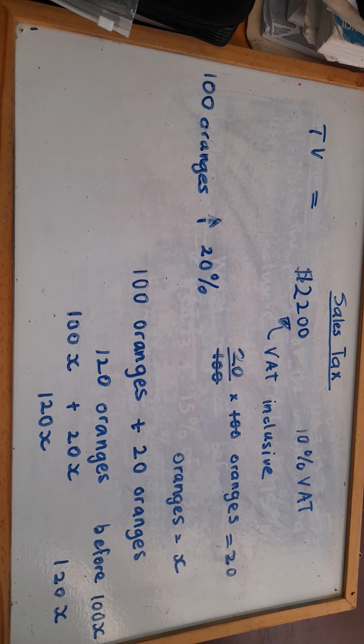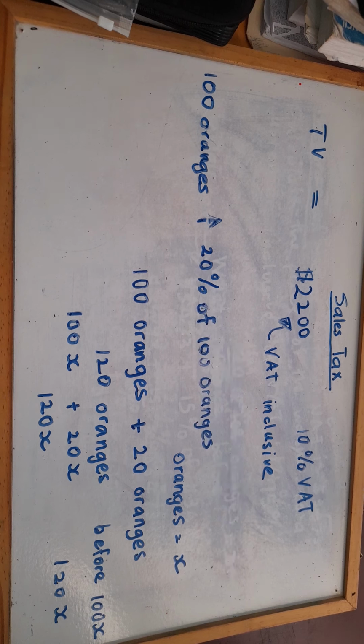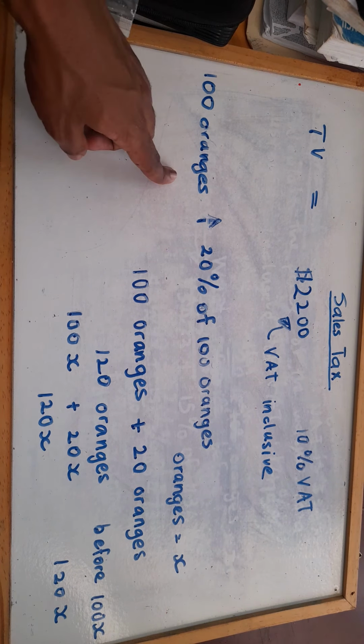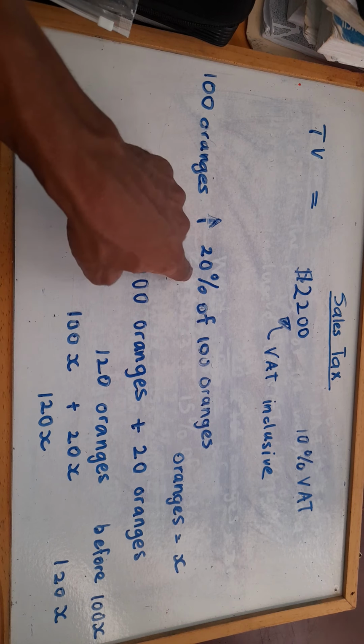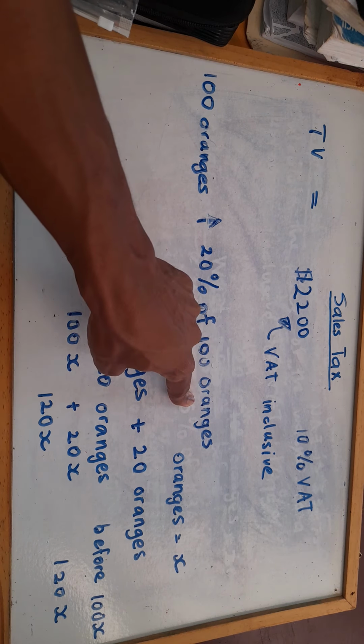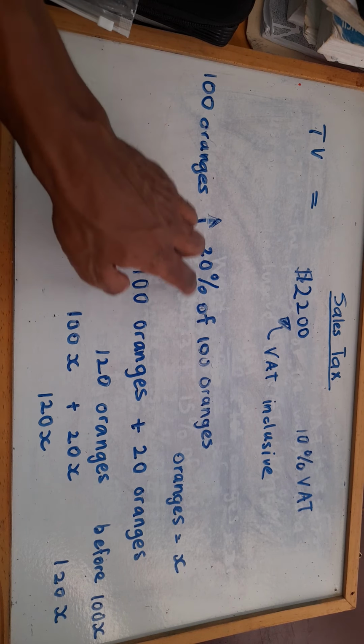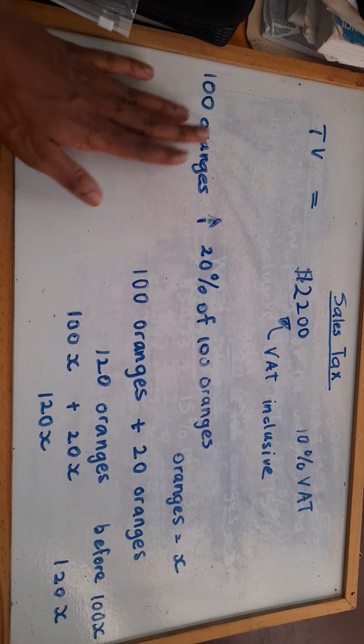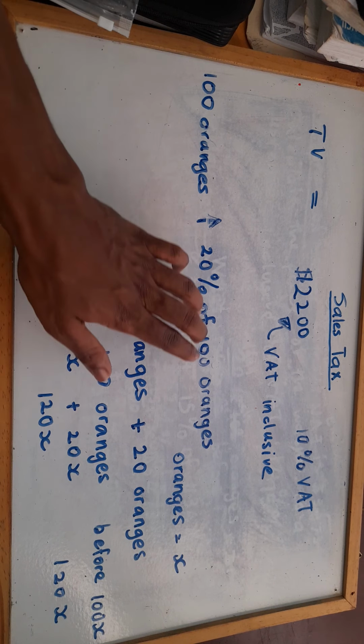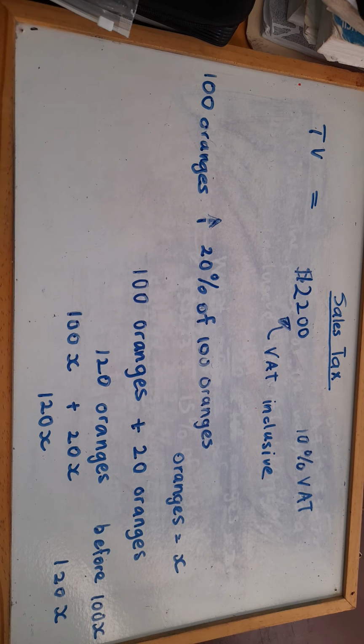Now, I'll go a bit further. Continuing, it's the same as 100 oranges increased by 20% of 100 oranges. That's what I just explained. Hopefully I didn't lose you there. Adding 20 oranges is the same thing as 100 oranges increased by 20% of 100 oranges.